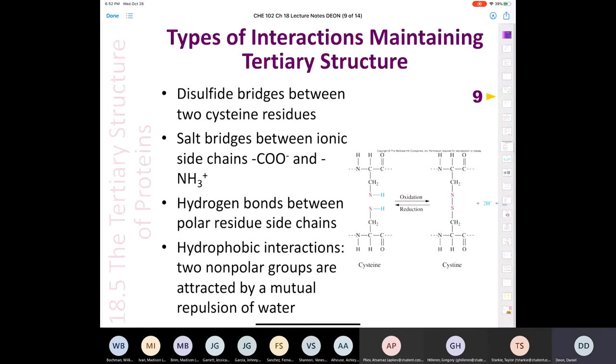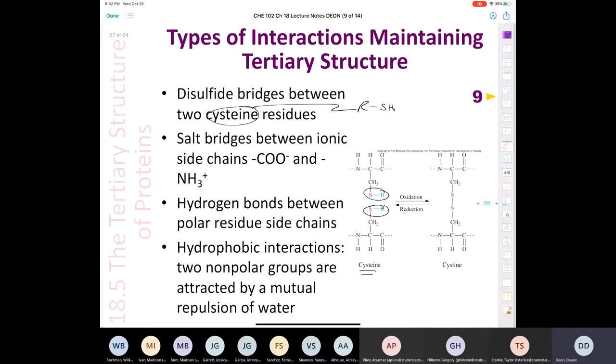Here are the types of interactions that maintain tertiary structure. Do you remember the cysteine amino acid? Here's cysteine. Okay, these are two cysteines, and on a cysteine was a thiol, right? RSH, right? So here's the SH and here's another SH.